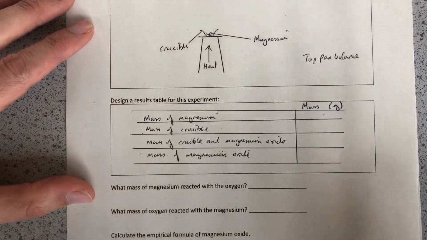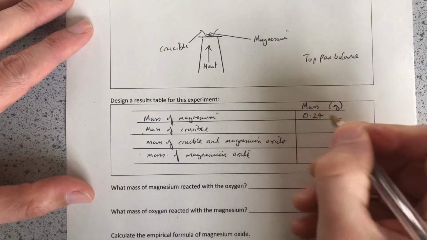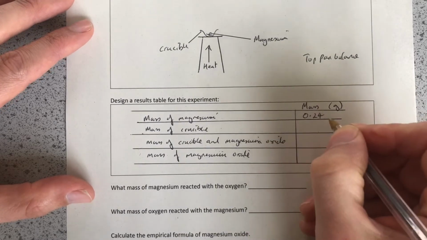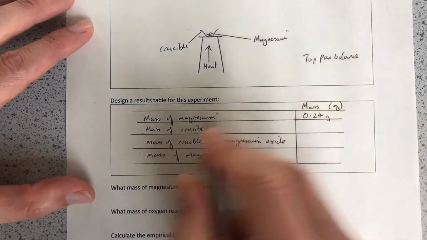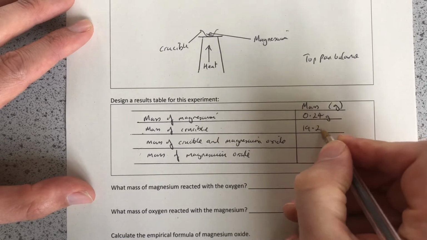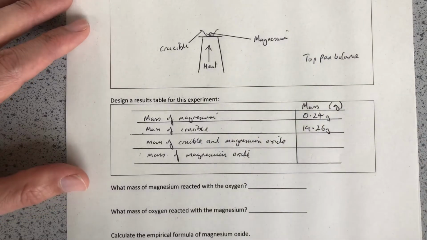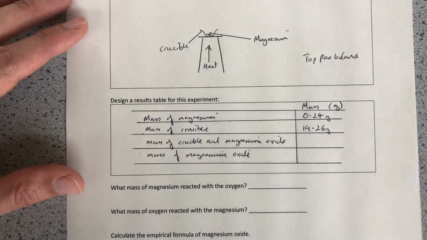So just quickly fill these results in the table. So many students make a mess of practicals because they don't fill results tables in before they get started on their practicals. So we said our mass of magnesium was 0.24 grams, and our mass of our crucible is 19.26 grams. Okay, next thing to do is we need to put the magnesium ribbon into the crucible and start heating it.